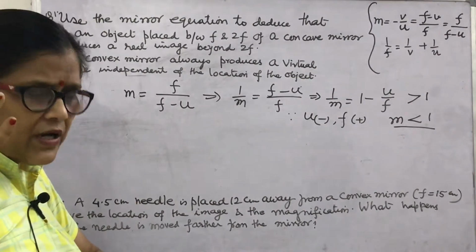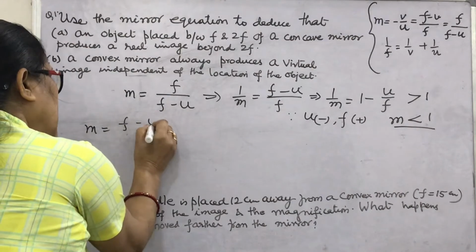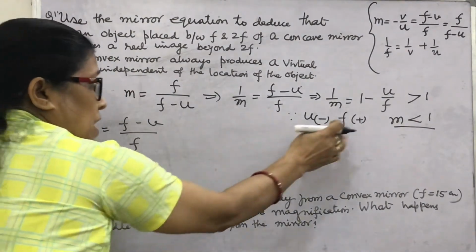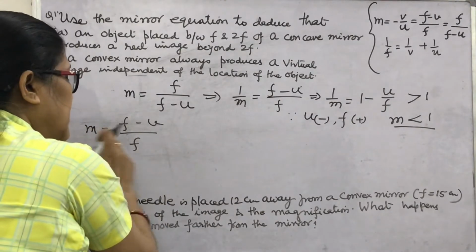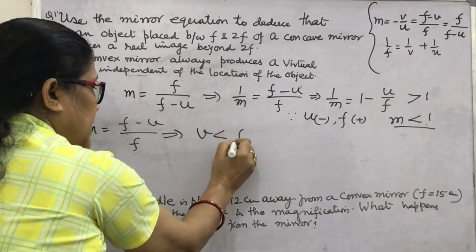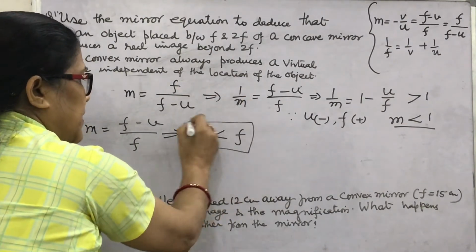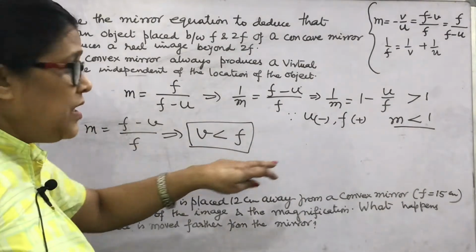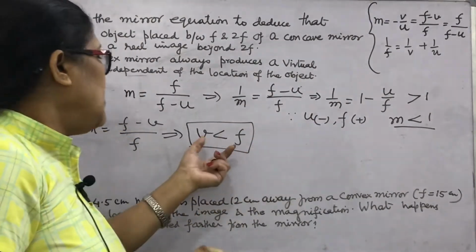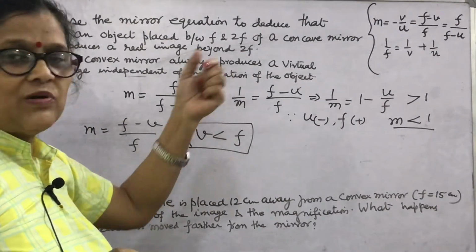How will you prove it? Again M can be written as F minus V upon F. Since M is less than 1, this relation says that V will be less than F. So the image is always virtual, diminished and behind the mirror. M less than 1, V less than F. You have proved it, independent of the location of the object.